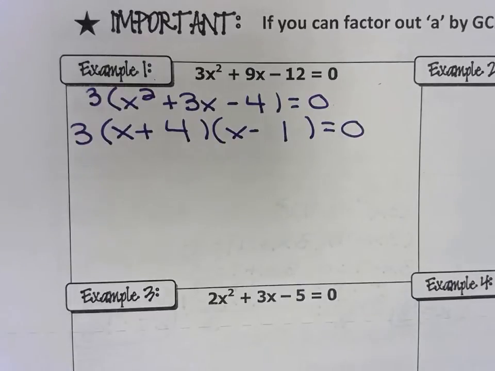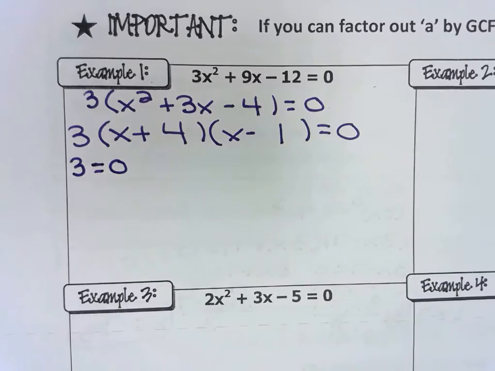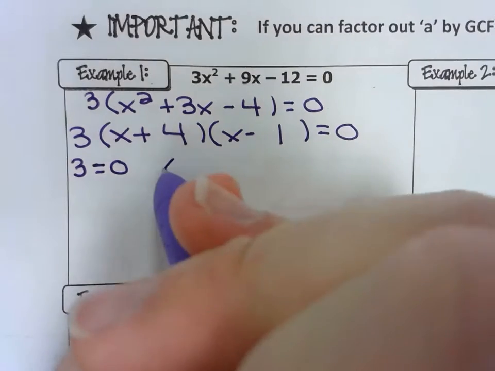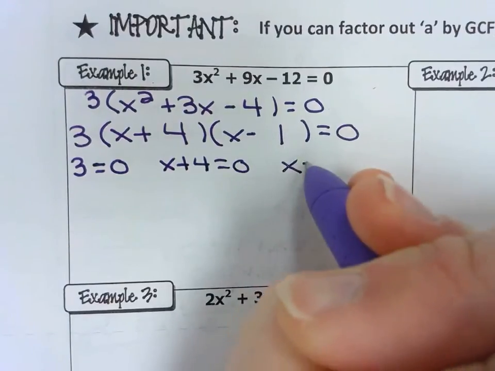Do I have this equation solved? Remember, solve has to be x equals. I have it factored. I do not have it solved. So what do I do with each factor to solve it? Set equal to 0. So each factor, 3 is considered a factor. So 3 equals 0, x plus 4 equals 0, and x minus 1 equals 0.